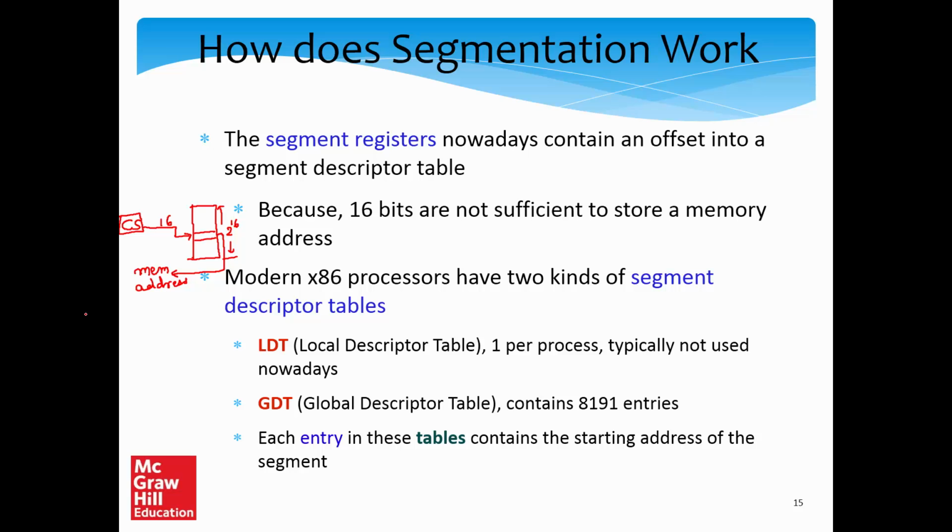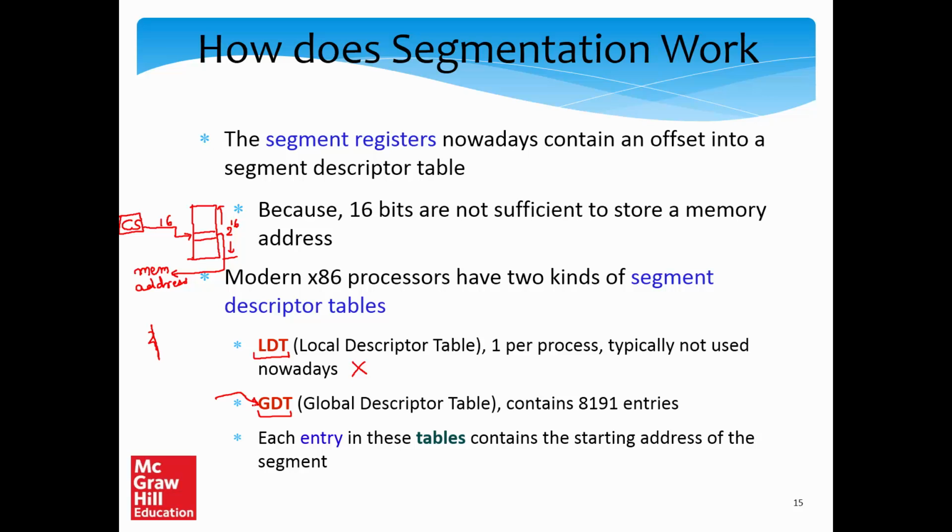But in this case the 16 bits refer to an entry in a large table called the segment descriptor table. So Intel processors have two kinds of segment descriptor tables. There is something called an LDT, a local descriptor table, and a GDT, a global descriptor table. The LDT is actually meant to be one per process. What is a process? A process is a running instance of a program. This is typically not used nowadays. If it's not used, we'll not discuss it. The GDT is what we will discuss.